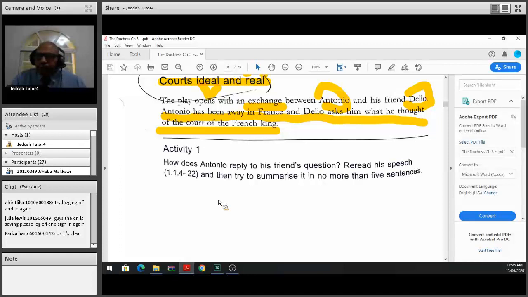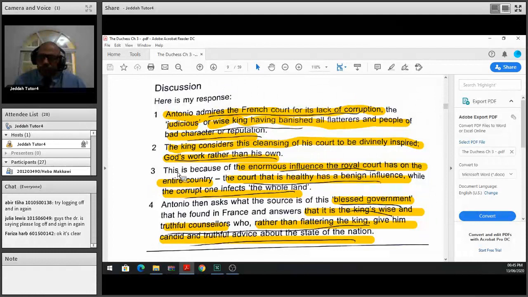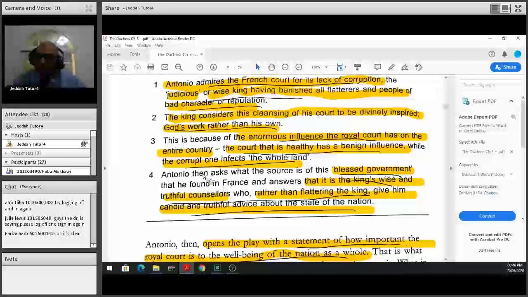So back to Antonio and Delio and their exchange, which is going to be exclusively about the French court, the French royal court. So Antonio admires the French court for its lack of corruption. The French court does not have corruption, because their king is judicious and wise, and he could banish all flatterers and people of bad character or reputation.